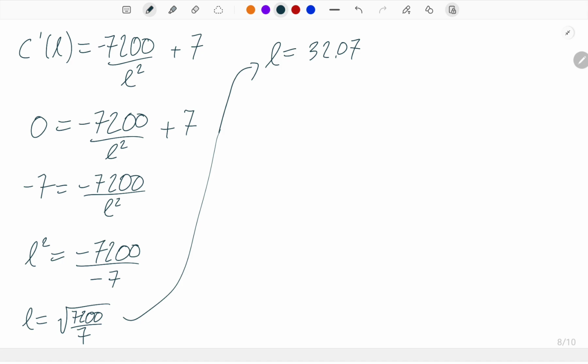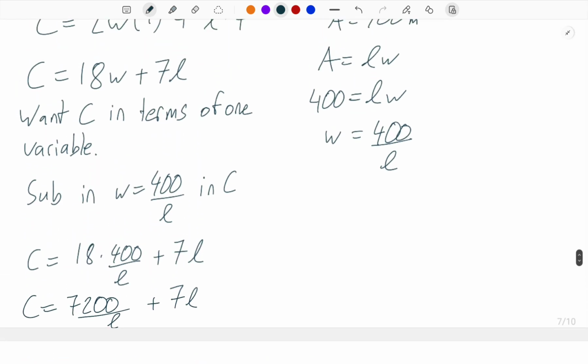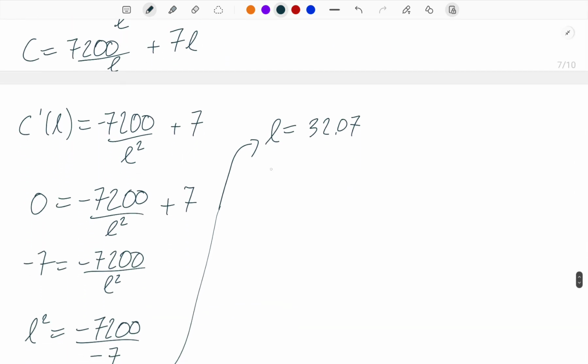Well, let's just double check what the width is in this case. The width is just going to be 400 divided by that. Let's include our units. 400 divided by 32.07, and that is just 12.47. All right, feels like we're done, right?